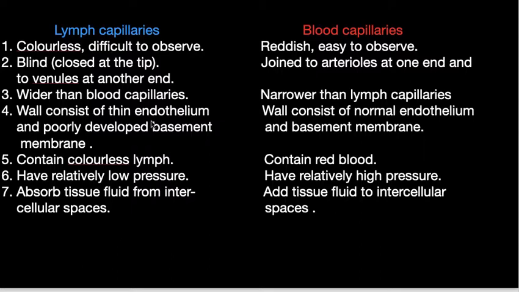The wall of the lymph capillaries consists of thin endothelium and poorly developed basement membrane, therefore facilitating the permeation of cancer cells, whereas the blood capillaries consist of normal endothelium and basement membrane. Lymph capillaries contain the colorless lymph; blood capillaries contain the red blood. Lymph capillaries are relatively low pressure, blood capillaries relatively high pressure, absorbing tissue fluid from the intercellular spaces, while adding tissue fluid to the intercellular spaces is the function of the blood capillaries.